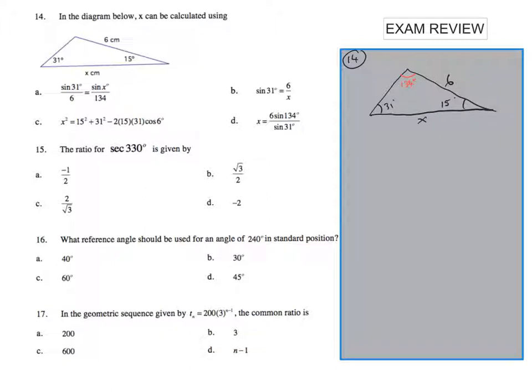And therefore we can use the law of sines. We know that x over sine 134 equals 6 over sine 31. Get rid of the sine 134 over the other side, so we know that x equals 6 times sine 134 over sine 31. And we can see straight away it must be D. And D is your answer, if you look carefully. Nice and easy.